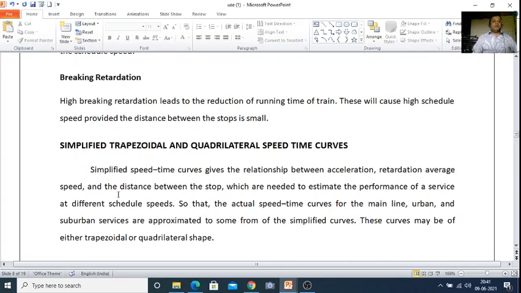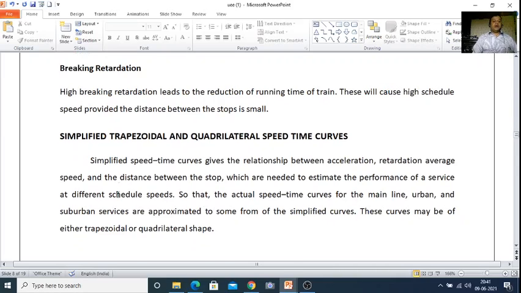These points are to be remembered. Here we have simplified trapezoidal and quadrilateral speed time curves. Simplified speed time curves give the relation between acceleration, retardation, average speed and distance between the stops, which are needed to estimate the performance of service at different schedule speeds. So the actual speed time curves for the main urban services are shown.